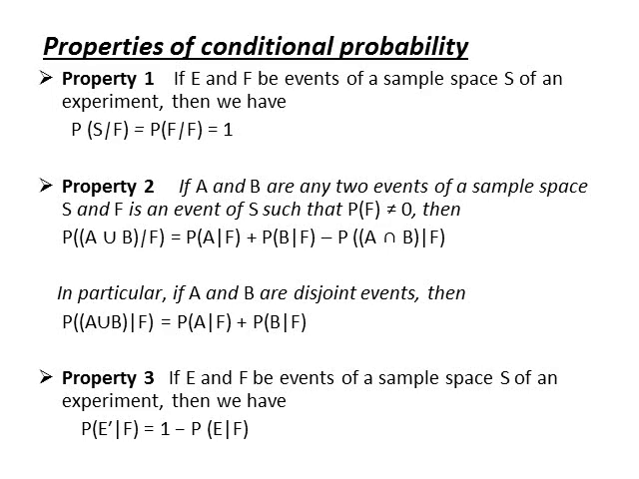Property number 3. If E and F are events of a sample space S of an experiment, then we have probability of E complement given F equals 1 minus probability of E given F. Students, proofs of these properties are not required. You can learn these properties and apply them on questions directly.